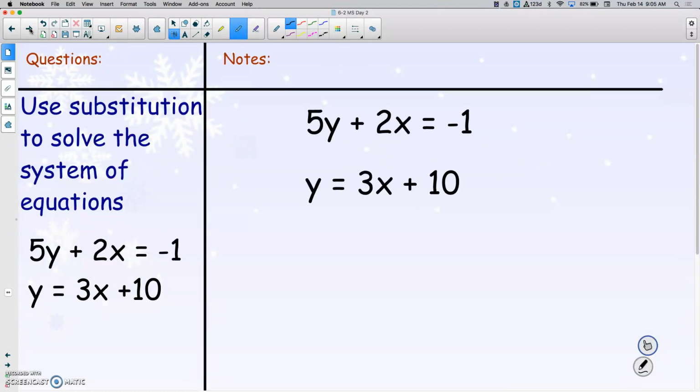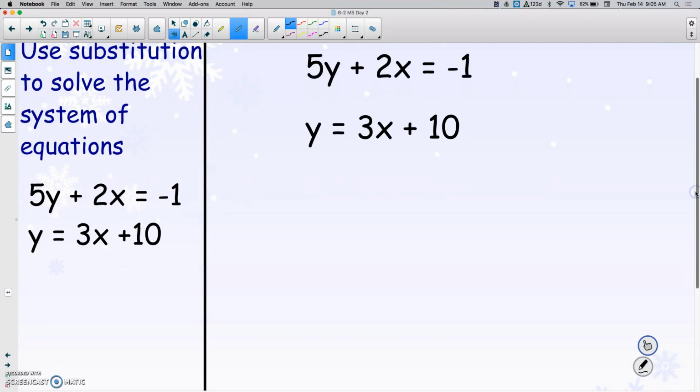Our first example says use substitution to solve the system of equations. 5y plus 2x equals -1, and y equals 3x plus 10. Remember, we talked about yesterday what you look for to substitute in your equation. You look for a variable all alone. Remember, a variable is a letter.